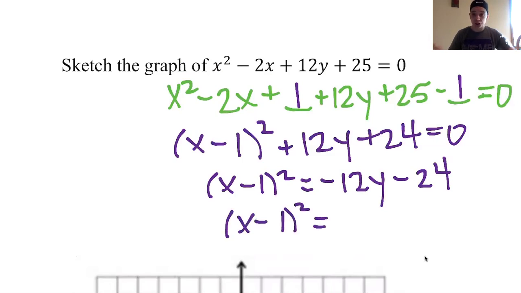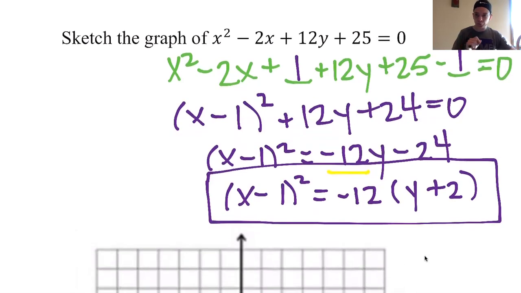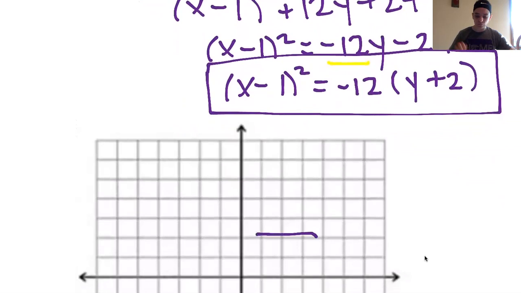So in order to get just y minus k, whatever our coefficient is in front of that y, we're going to need to factor out. So I need to factor out negative 12, so that left over is y plus 2, and now I can see my y minus k. Okay, so now I want you to think about, before we get going, which direction this parabola opens. If you said that this parabola opens down, you are correct.